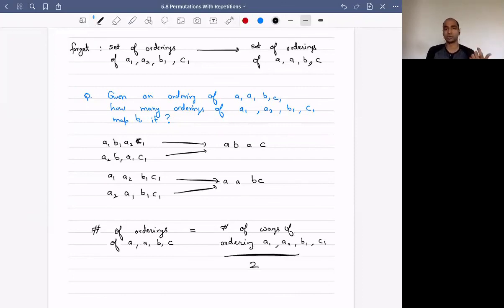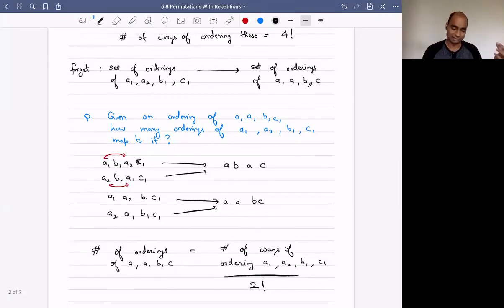If you think about where this 2 came from, 2 is the number of ways of ordering A1, A2. Either you have A1, A2 or A2, A1, and you can see that here. So 2 is actually 2 factorial, because 2 factorial is the number of ways of arranging 2 elements. And this extends to any number of elements. If you had A1, A2, A3, that is, A was repeated 3 times, then any permutation of A1, A2, A3 will go to the same permutation when you drop the numbers, so when you have just A. And so you would have to divide by 3 factorial.